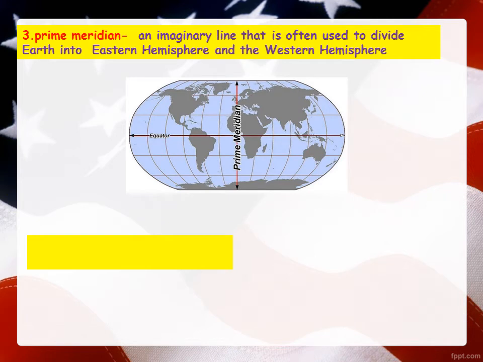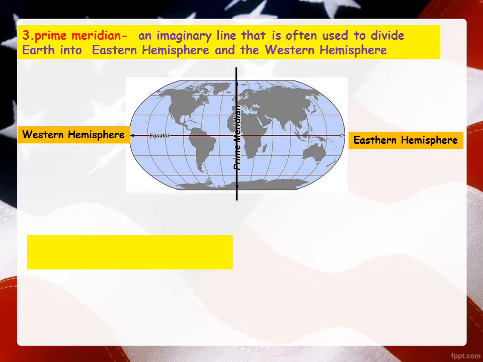Okay, and for our third word, we have prime meridian. It is an imaginary line that is often used to divide Earth into the Eastern Hemisphere and the Western Hemisphere. We have the reference here for you not to get confused. Please remember, grade 4, that the prime meridian divides the eastern and the western. And when you say equator, it divides the northern part and the southern part of the Earth.